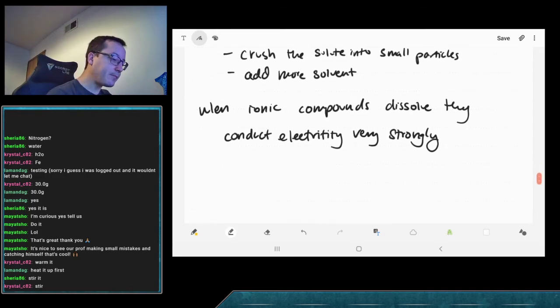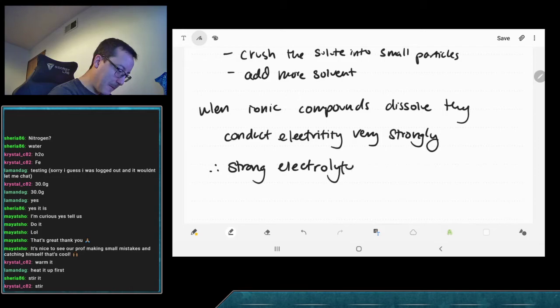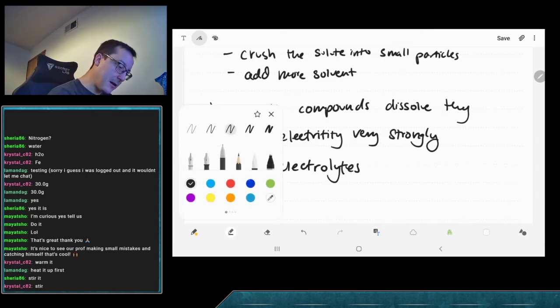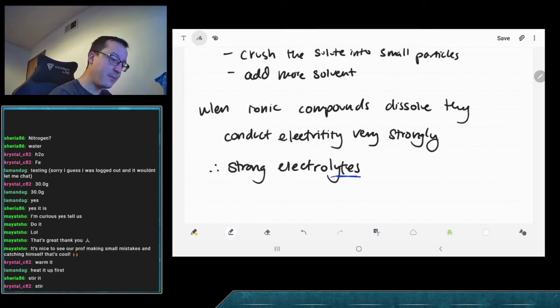Anyways, therefore, we call them strong electrolytes. So, light, as we know from biology, lysis is breaking apart, right?